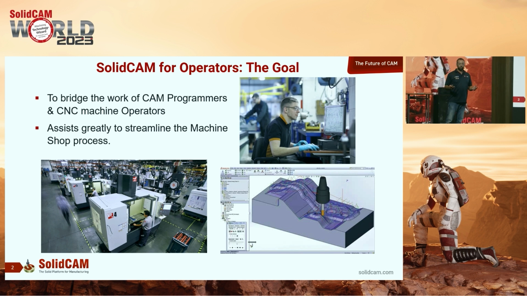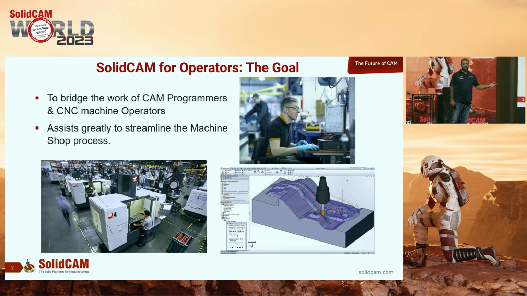But what if Zika programmed a wrong feed rate? And now I'm down at the machine. I have nothing to do other than modify the G code, which I'll have to go back through and modify the program itself, or I can use my SolidCAM for operators.